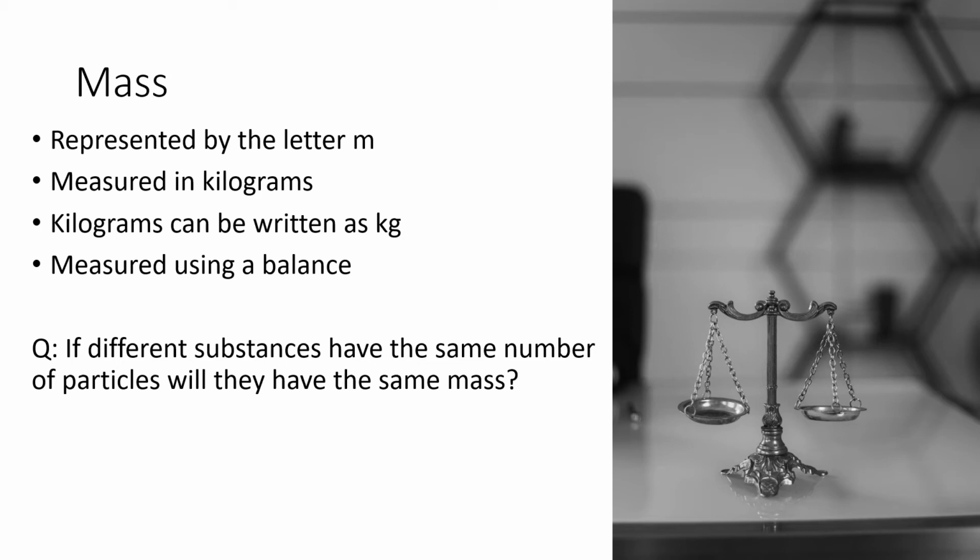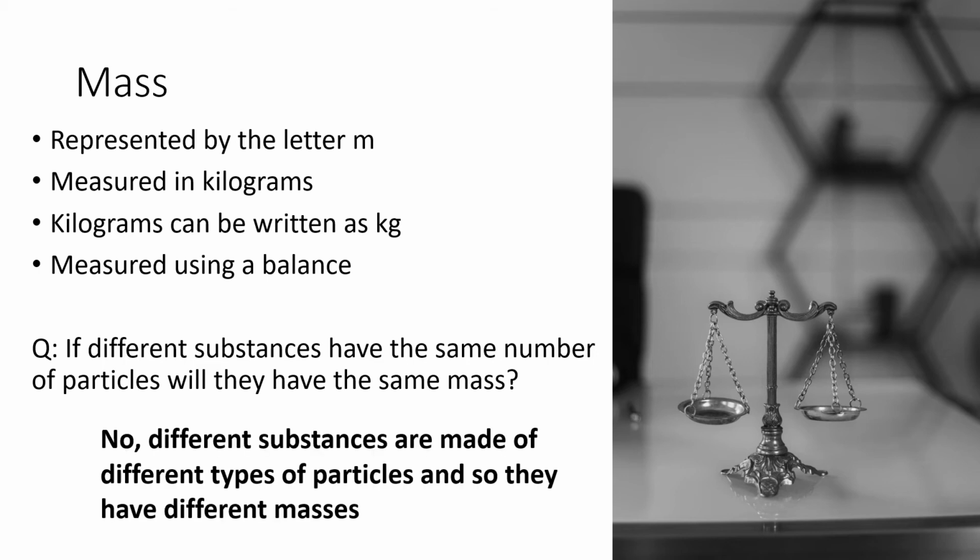Now there's a question. If different substances had the same number of particles, would they have the same mass? Well, quite simply, no, they wouldn't, because different substances are made up of different types of particles. And because there are different types of particles, all the different types of particles have their own different masses. So you would not get different substances with the same mass, or certainly very unlikely to.